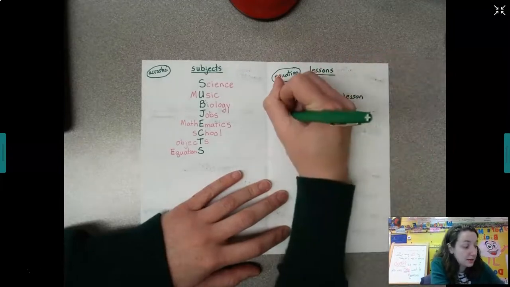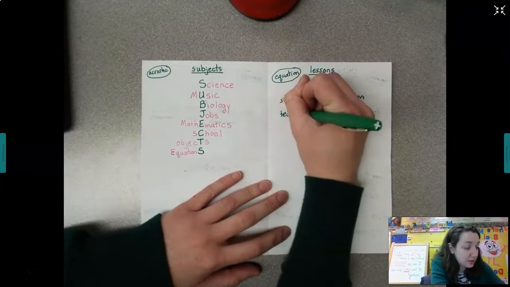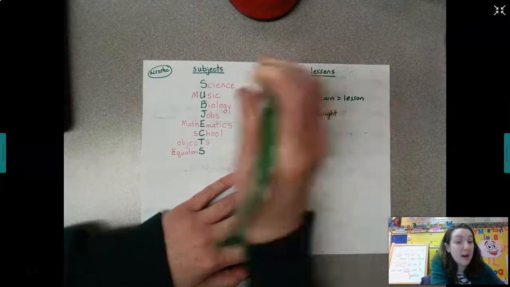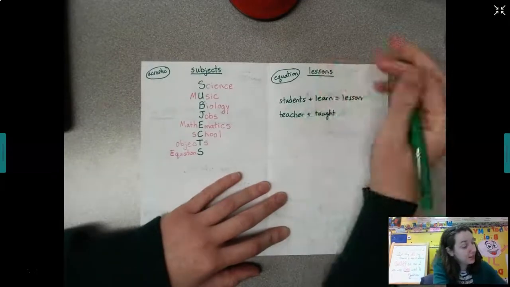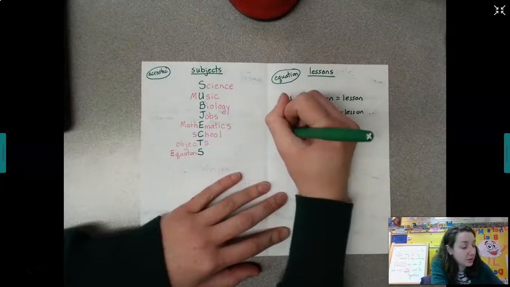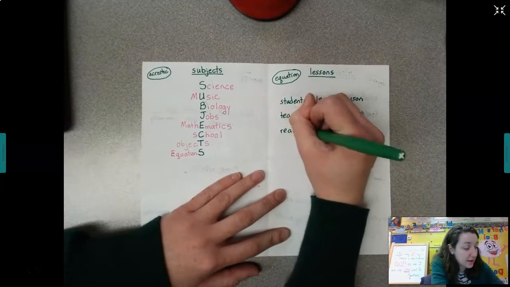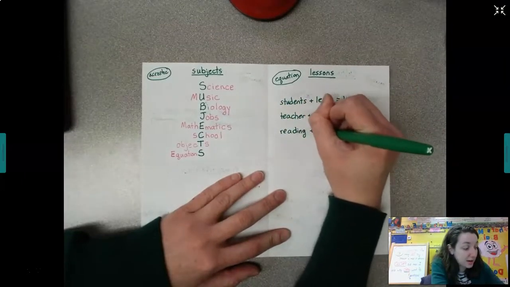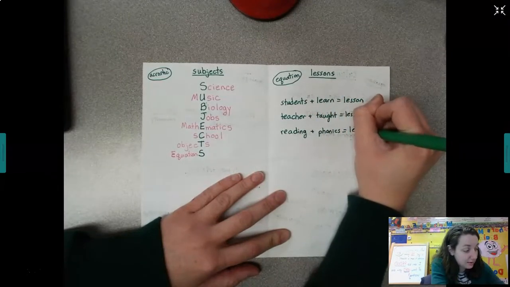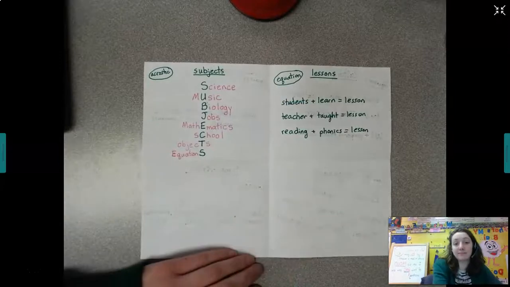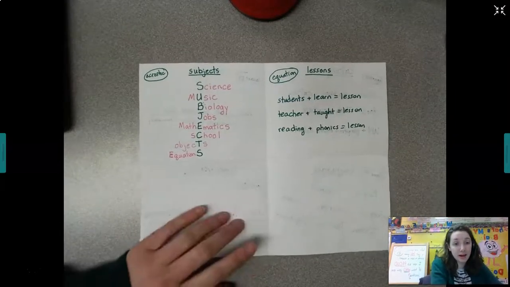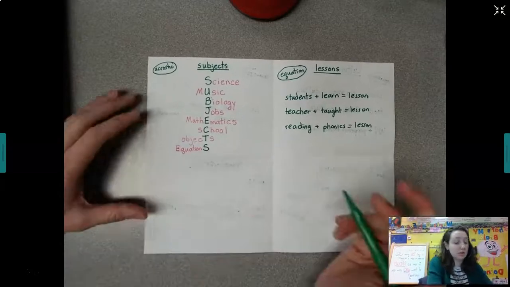On the other hand, a teacher will teach it. So teacher plus taught, we'll say taught, just to make it a different word, which is the past tense of teach, taught. So teacher plus taught equals lesson. Something we do with our reading is reading plus phonics, right? So we have our phonics lesson. So that would be a good way to say lesson. And remember, anytime we're doing these triggers, if you think of something else you want to add, you go right ahead, as long as you can justify to yourself.